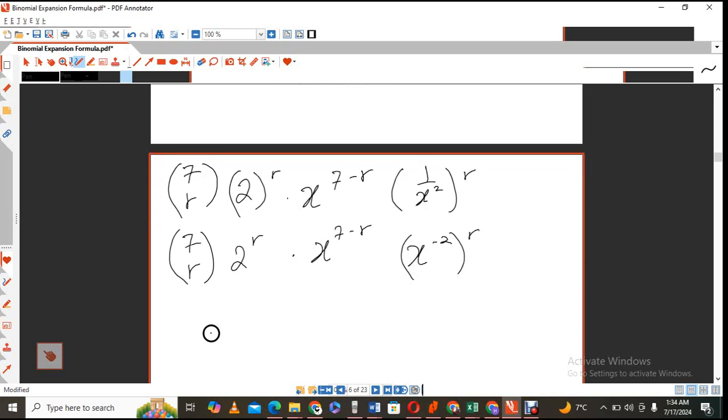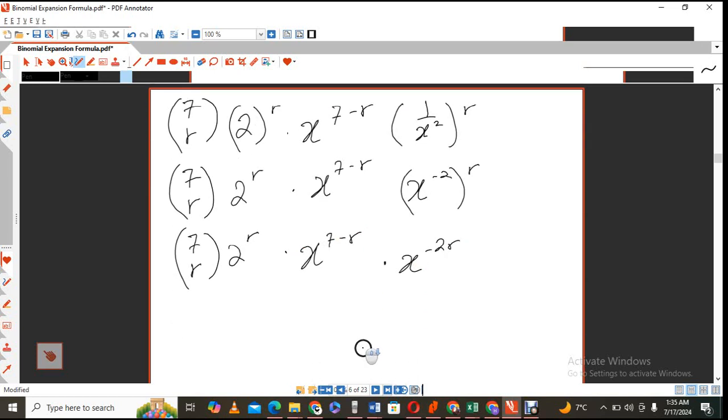Now, if we go and say 7 choose r, and then I have 2^r. These are constants that are not really needed for now. And then I have x raised to 7 minus r, and this is x raised to the power of negative 2r. If you multiply and the bases are the same, so we're going to go ahead and say, okay, that is 7 choose r, and 2 to the r, and then you're going to have x. Then obviously you're going to add the indices. So 7, adding those two negatives gives you minus 3r.